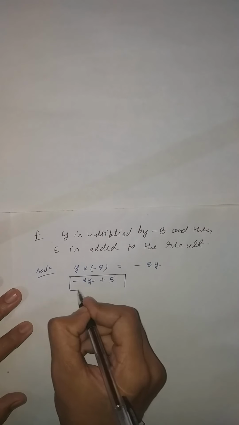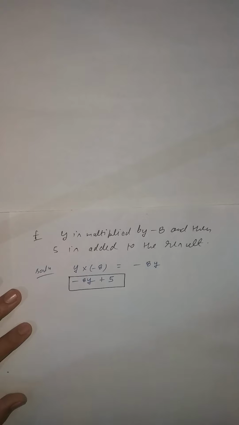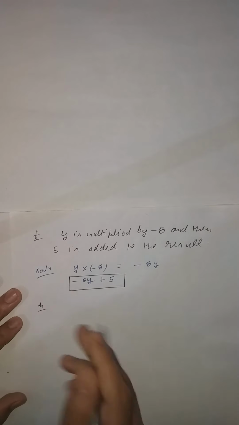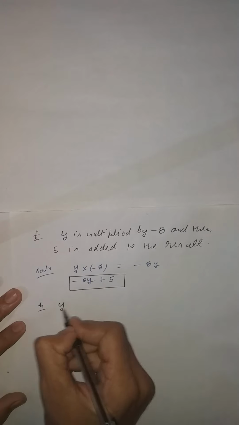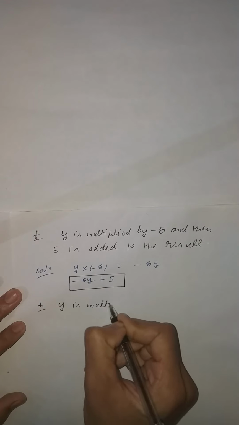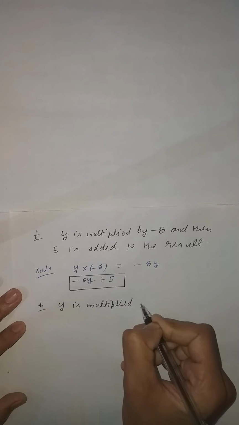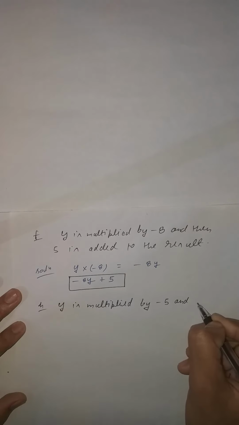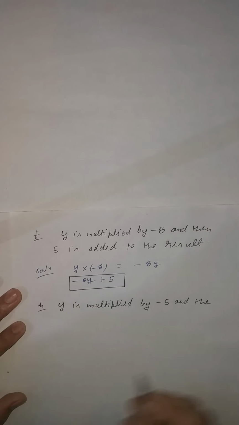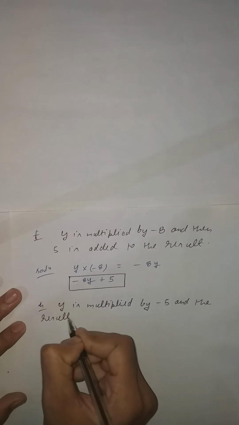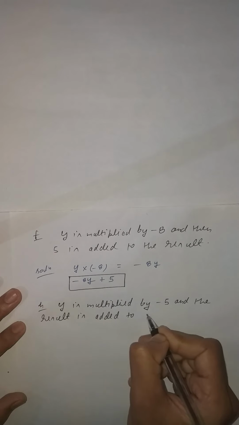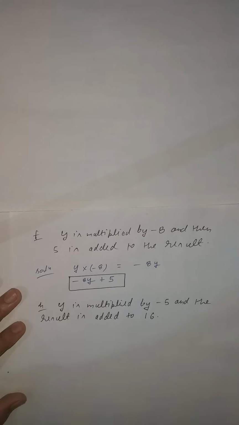Y is multiplied by minus 8 and then 5 is added to the result. Clear student? Now take some other example like H. H is given what? Y is multiplied by minus 5 and the result is added to 16. Clear student? Same concept you have to apply.